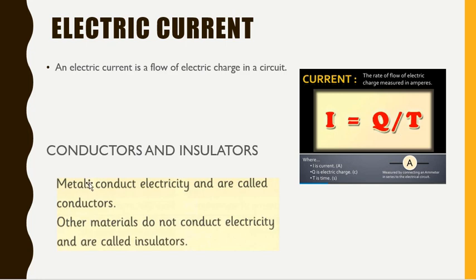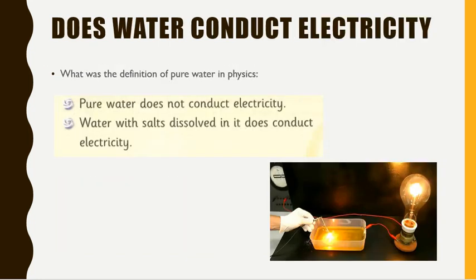We have explained also what a conductor is and what an insulator is. Metals that conduct electricity are called conductors. Other materials that do not conduct electricity are called insulators. But not only metals: materials that allow electricity to pass through them easily are called conductors. On the other hand, materials that do not allow electricity to pass through them are called insulators.